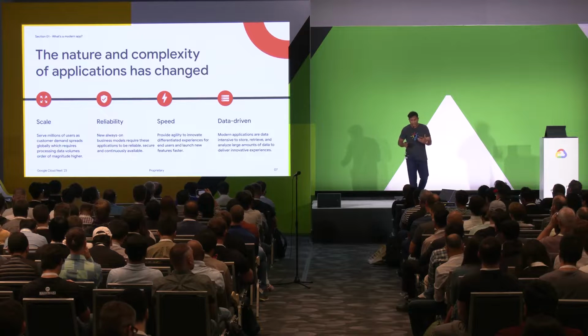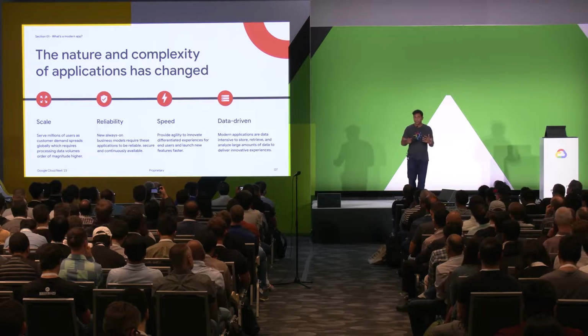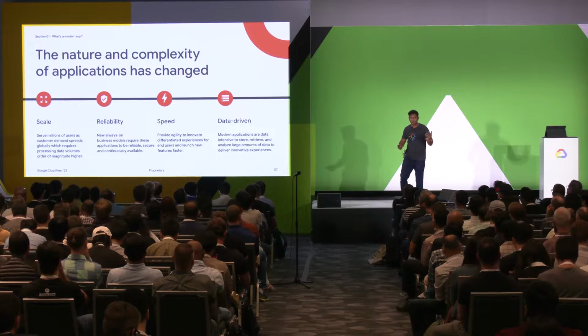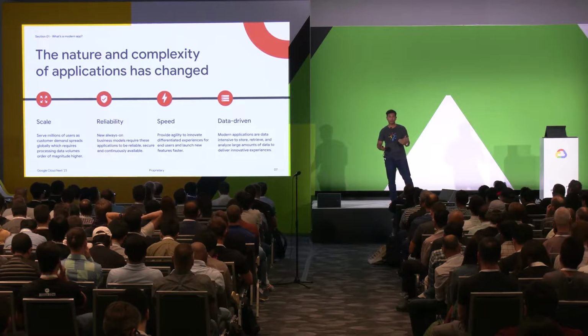And then reliability. Today's business is always, always on. So how do I ensure I get the reliability, security, and continuous availability of these applications? And then speed. We want to quickly kick off a new feature and provide an agile model so that your users can immediately get them. And finally, modern applications are very data sensitive. So how do you store, retrieve, and deliver these experiences with these applications as well?